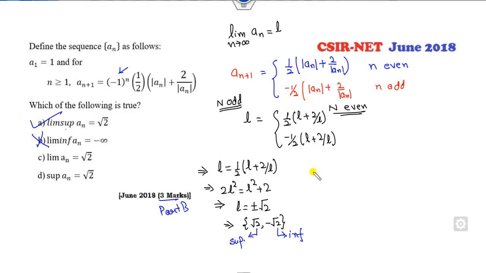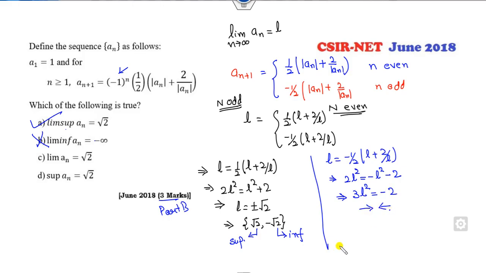But how? Look at that other case. When L is my, N is odd, it is my here. So if I simplify it, 2L square is minus L square minus 2. So what is that? It's 3L square is minus 2, which is not possible. So that means this case is cancelled.